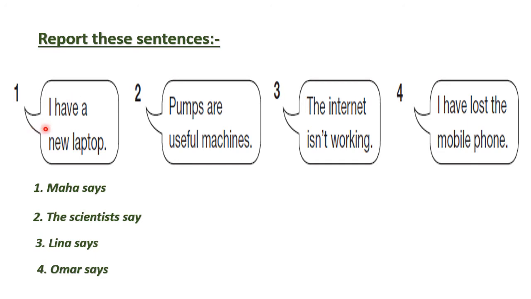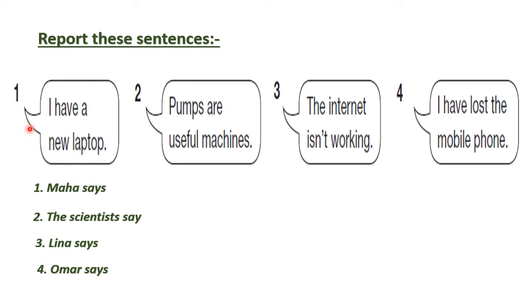1. I have a new laptop. 2. Pumps are useful machines. 3. The internet isn't working. 4. I have lost the mobile phone. I'll give you some time to think about these sentences and do them. Then I'll be back to negotiate them together.